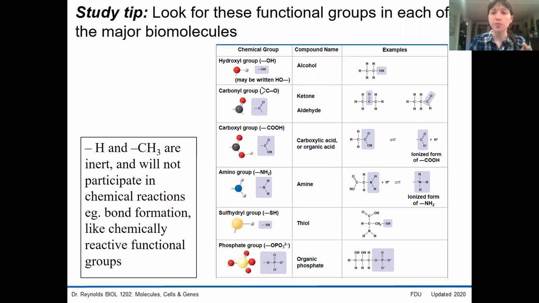Now, in your textbook, they're also going to include methyl groups or CH3 groups as a functional group, but they don't provide a function. CH3 or just plain hydrogen are inert. They don't participate in chemical reactions. They don't participate in bond formation. And so we don't include these as a functional group because they're not really serving a function. We're looking only at groups that provide functions.